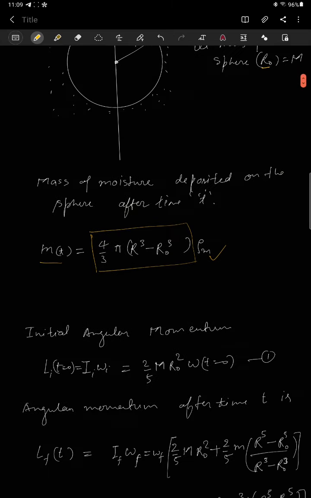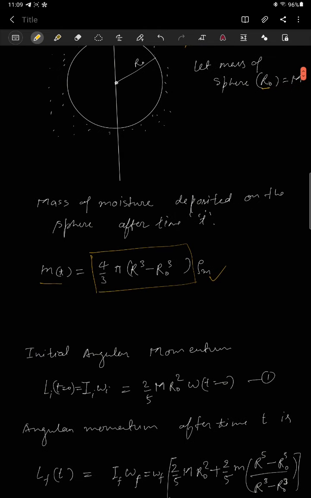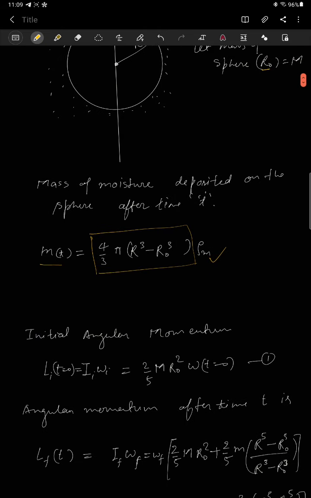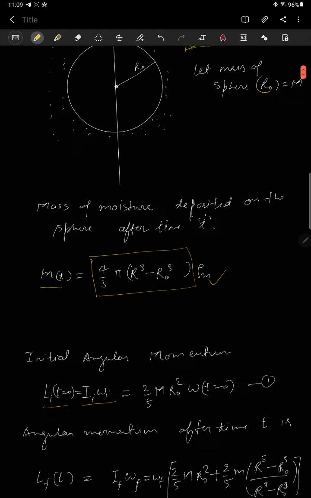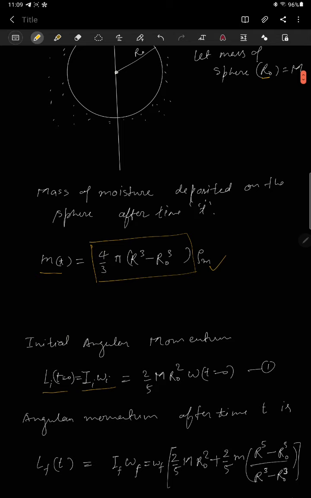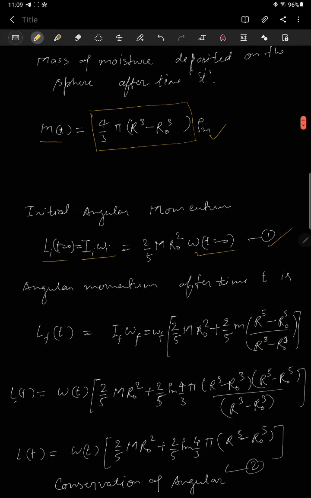Now let's calculate the angular momentum of the solid sphere when there was no moisture on it. The angular momentum is just I omega, where I is the moment of inertia of the sphere about the given axis, which passes through the diameter, and omega is its angular velocity. I call it equation number 1.